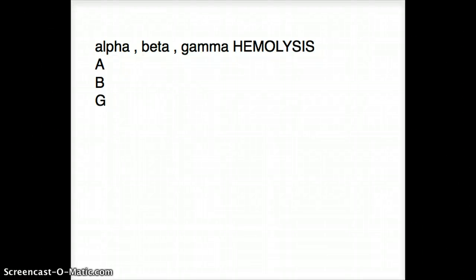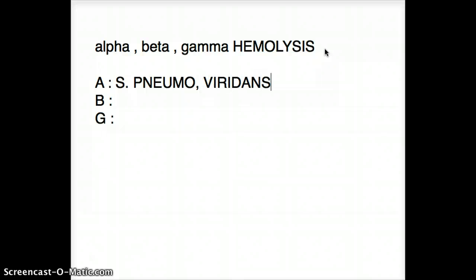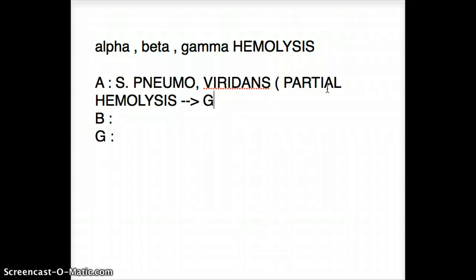Okay, so let's talk about the different kinds of hemolysis, alpha, beta, and gamma, and what kind of bacteria causes these kinds of hemolysis. For alpha hemolysis, there are usually two bugs which are common for it, and they are strep pneumo and viridans. These are the alpha hemolytic, followed by the beta hemolytic. Alpha hemolysis is partial hemolysis, and they're going to look green in color.